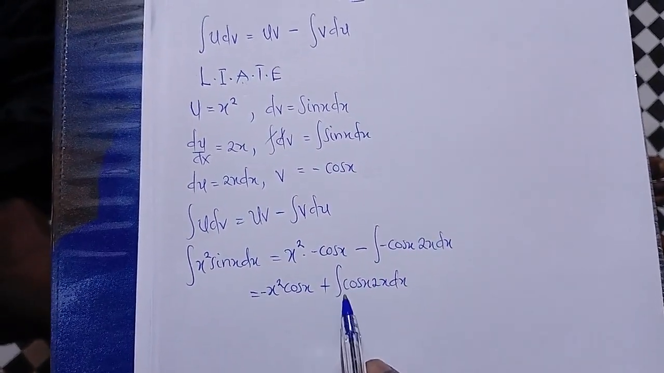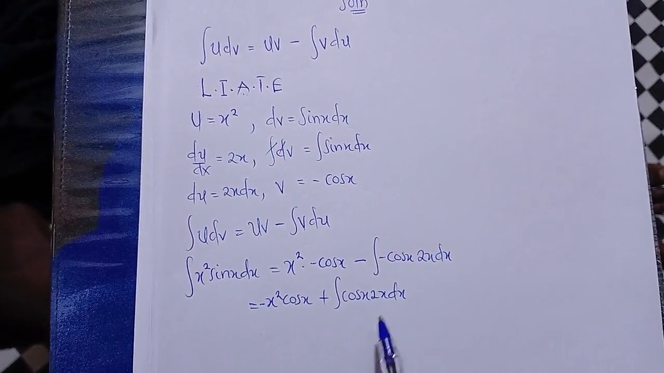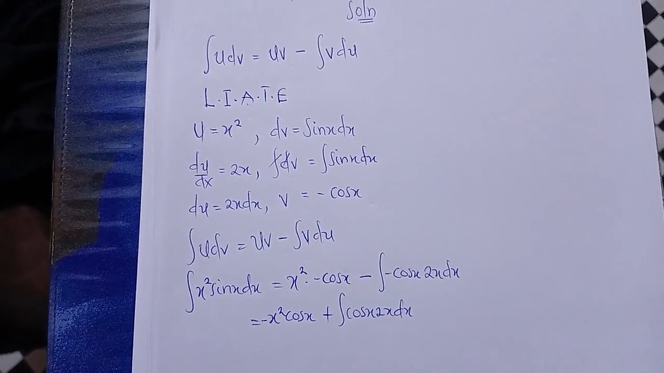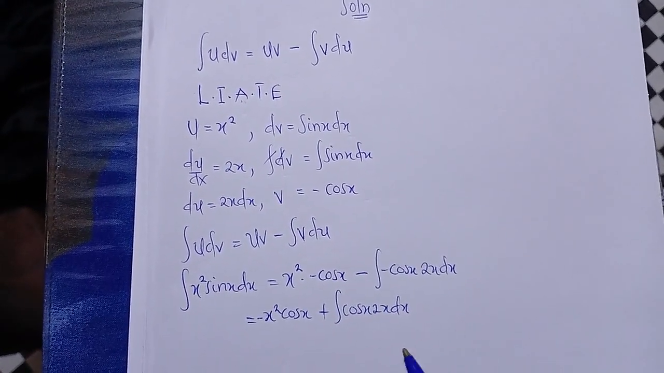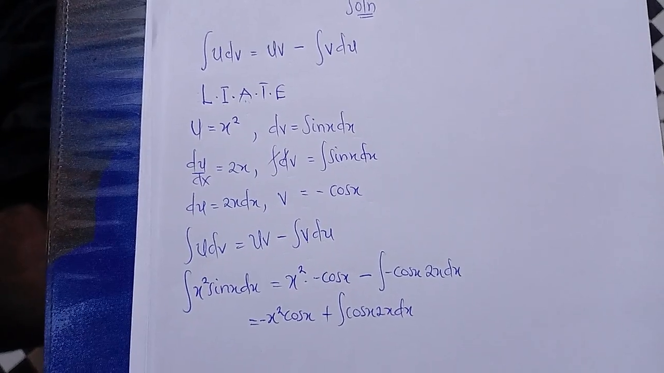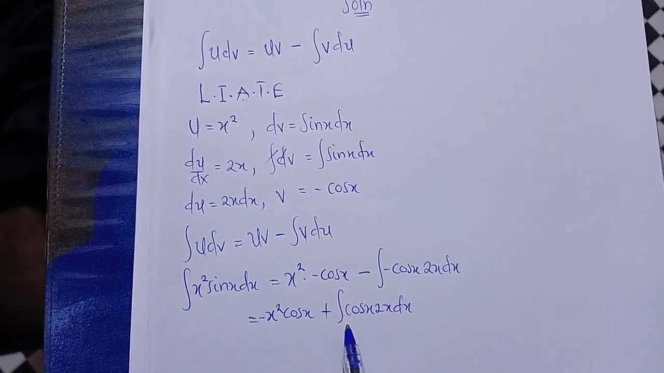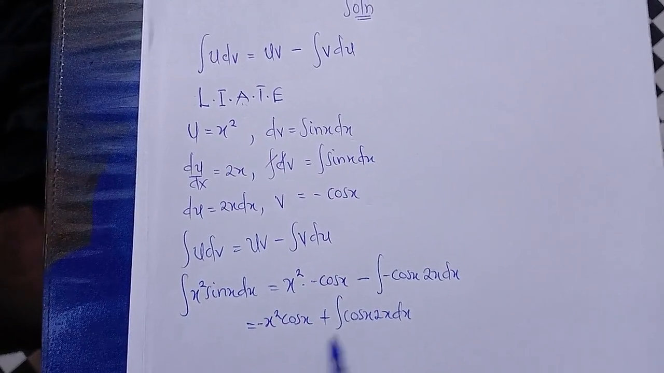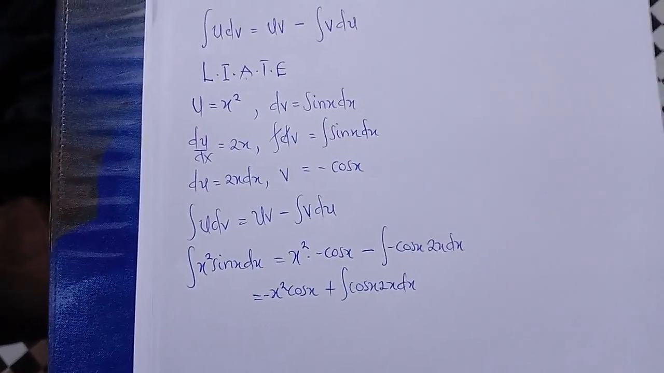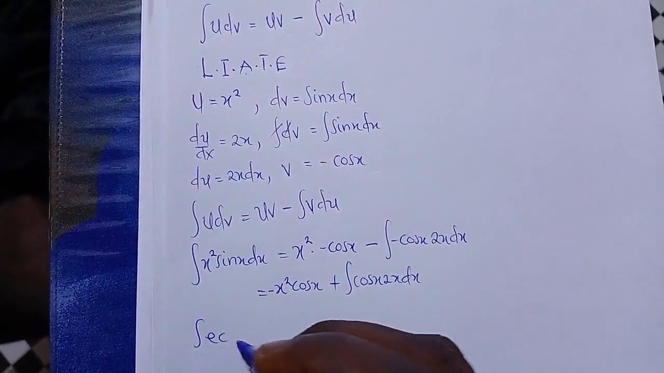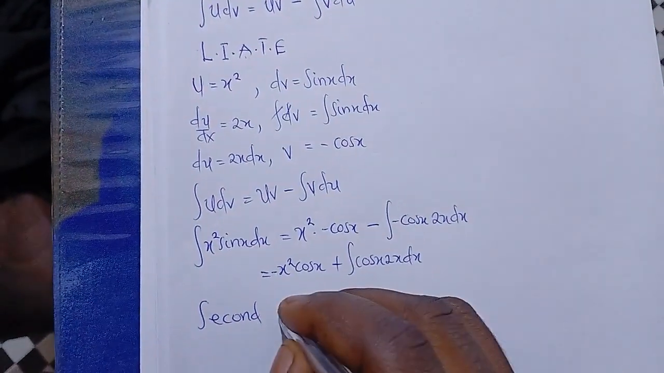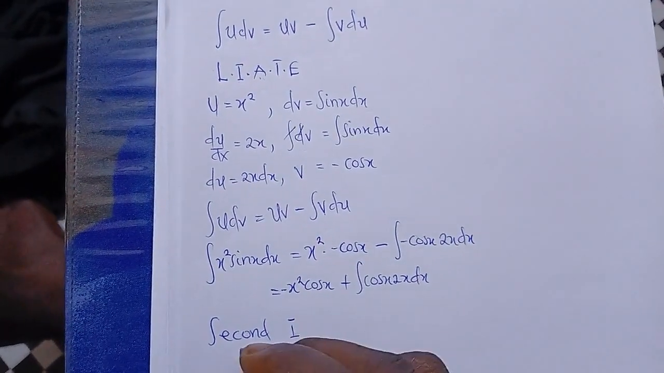Now there is still an integral sign here, so we need to do the integration by parts again, the second time. The motive is to take off all the integral signs. After that, that will be your final answer. But as we can see, there's an integral sign here again, so we need to integrate this one again using integration by parts. This one being the first iteration, and this one being the second iteration.